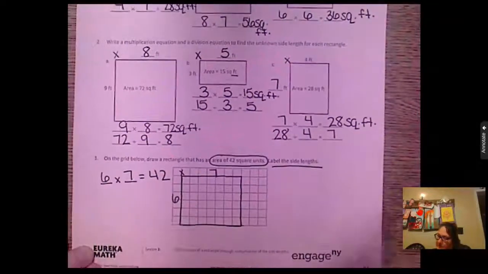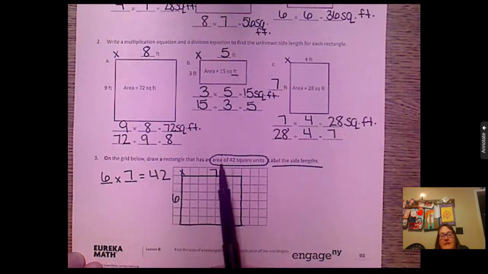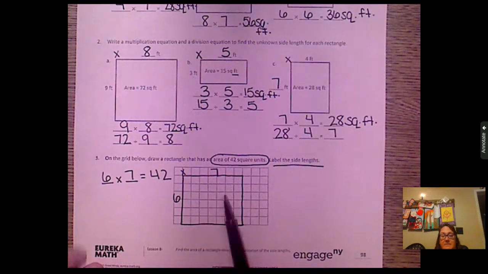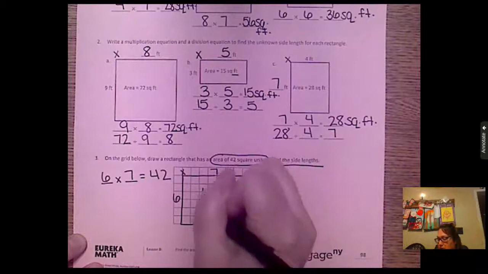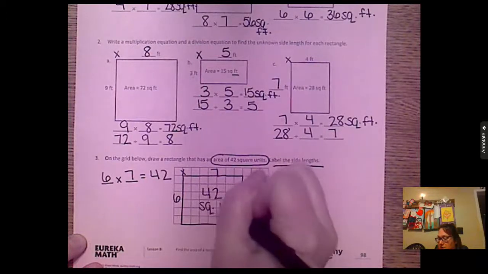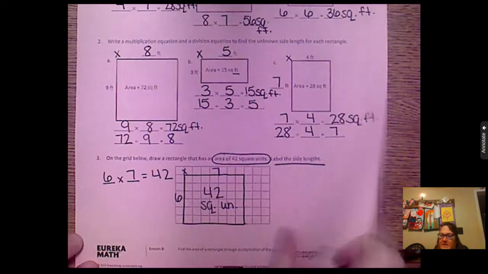Good. Let's see if I did everything it asked. So on the grid below, draw a rectangle that has an area of 42 square units, and label the side length. So I can put right in here, 42 square units. What do you think, guys? All right, when you're ready, go ahead and flip it over. Let's look at the back.